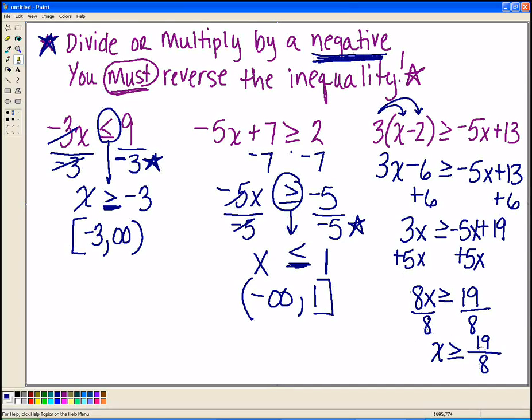So now that we've solved this, let's do interval notation. The smallest value x will ever take on is 19 over 8. The largest value is positive infinity. Round bracket with our infinity, square bracket with 19 over 8. So that is the only difference between solving an equation and an inequality, and that is remembering that when we divide or multiply by a negative, we have to reverse our sign.